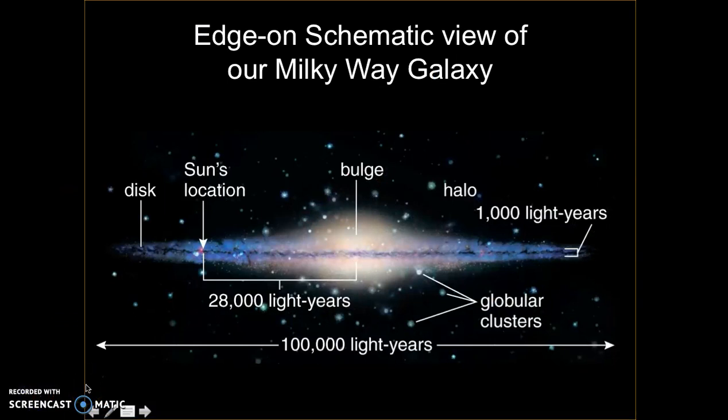So looking at the edge-on schematic view of our galaxy, the diameter of our galaxy is about 100,000 light years across, and here's the thickness, about 1,000 light years thick, with a large central bulge. This is the disk of the galaxy, surrounded by this halo of globular clusters. Notice our sun's location is about 25 to 28,000 light years from the center, so we're somewhere kind of near the edge of the disk.